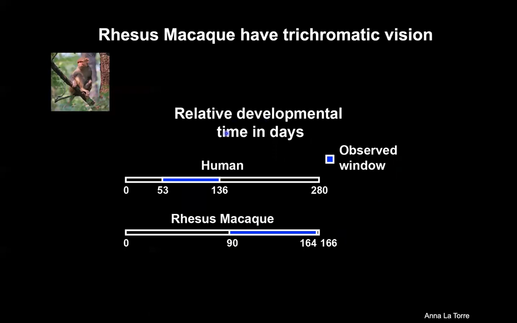We have access to time points approximately halfway through human development, but we were interested in gathering clues to determine when red opsin onset occurs. Rhesus macaque monkeys have trichromatic color vision, and with samples generously donated by the Latour lab, we were able to gain insights into the later half of macaque development.